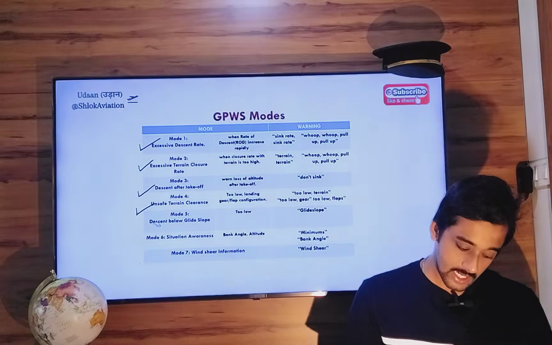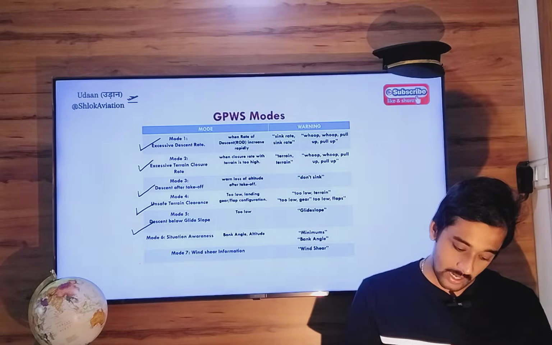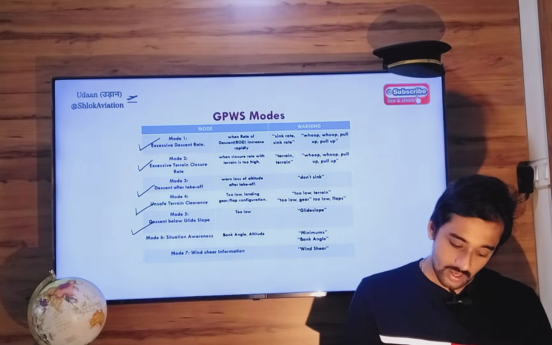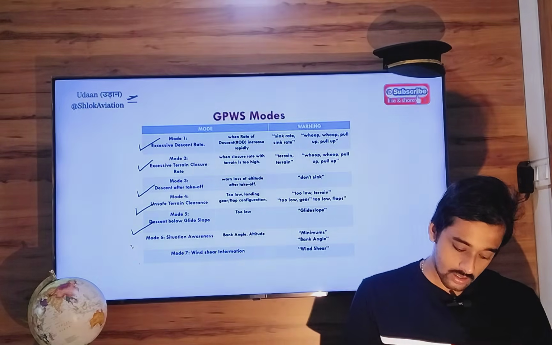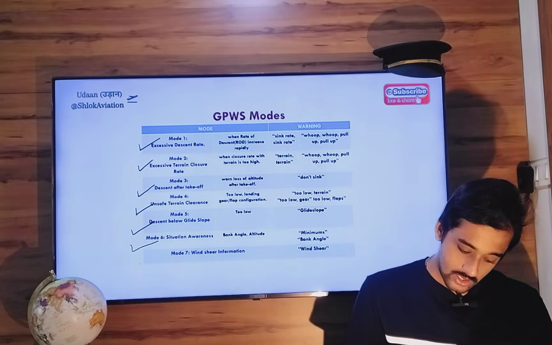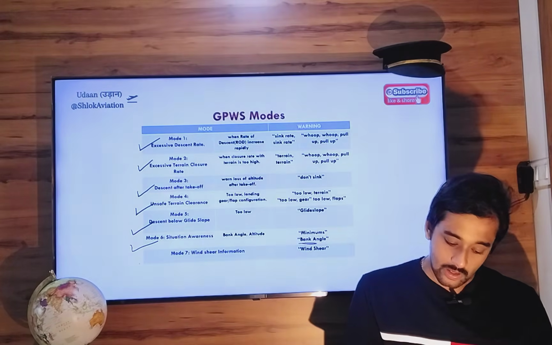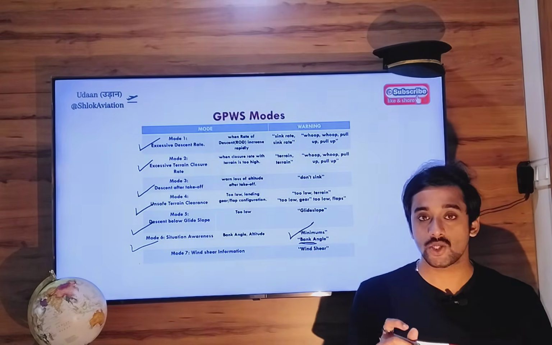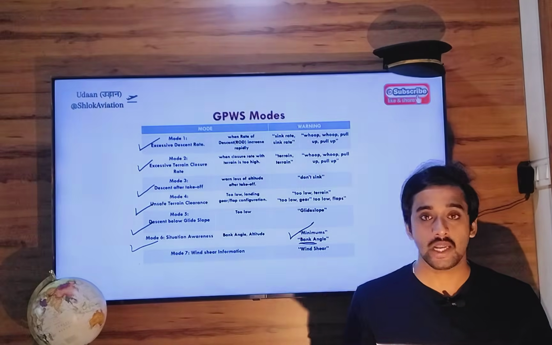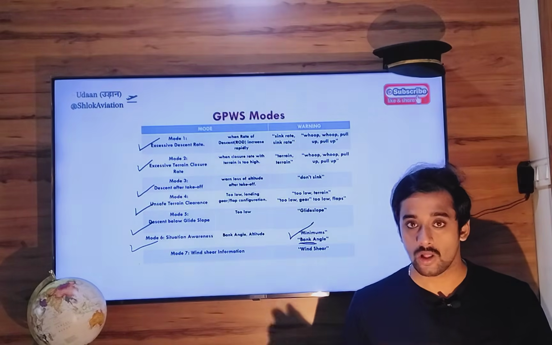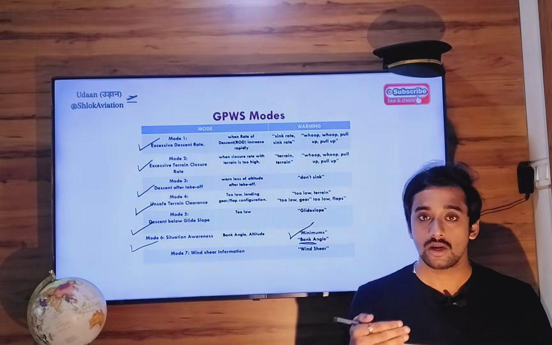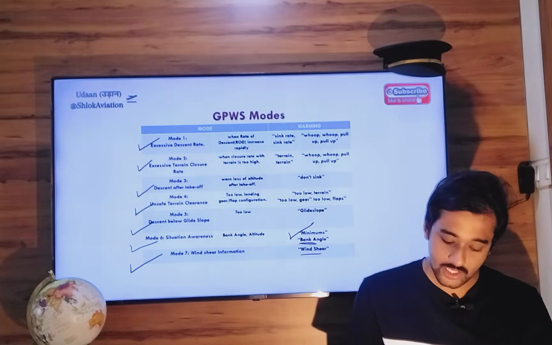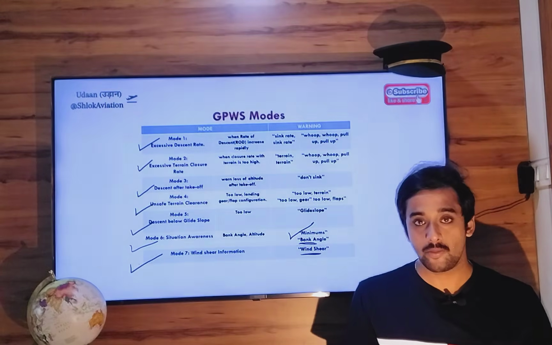Mode 5, descent below glide slope. Okay, 1.3 dots below the glide slope. Next, mode 6. It's situational awareness. So bank angle, not all aircraft have this mode available, but minimums, yes. Whenever you reach minimums, that is your decision altitude, decision height, or minimum descent altitude, you will get the minimums call when you are about to reach your minimums. Mode 7 is wind shear information, so a wind shear warning will be provided to you.